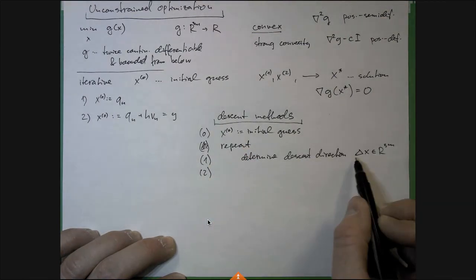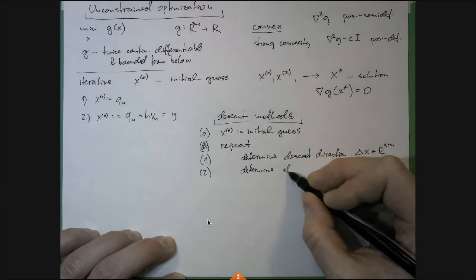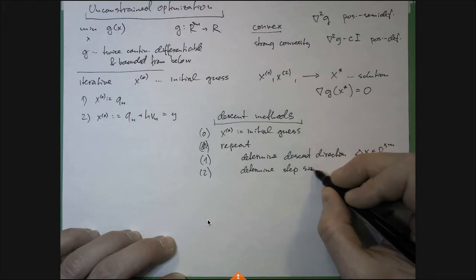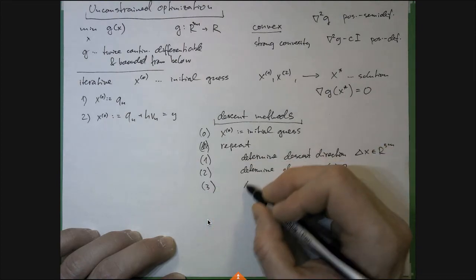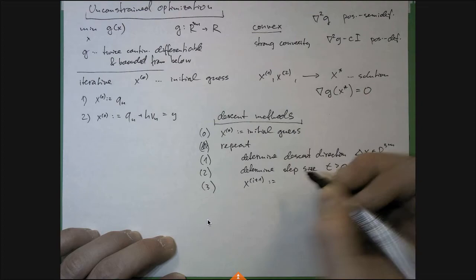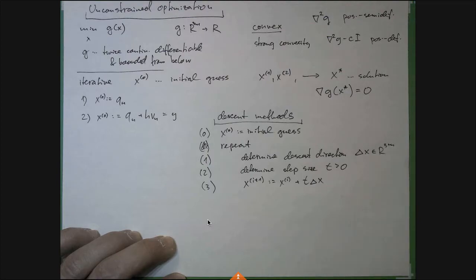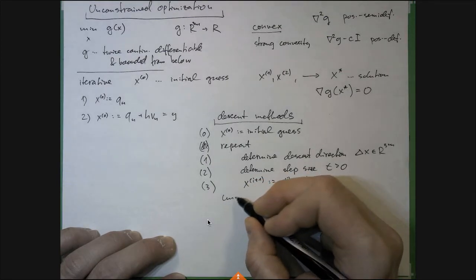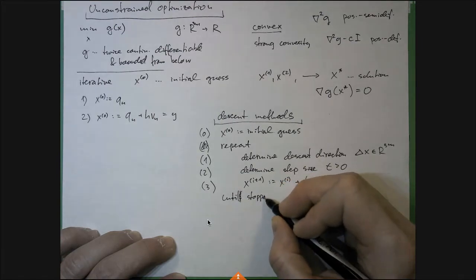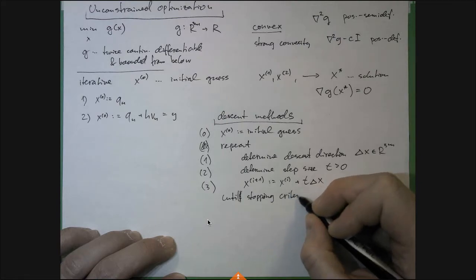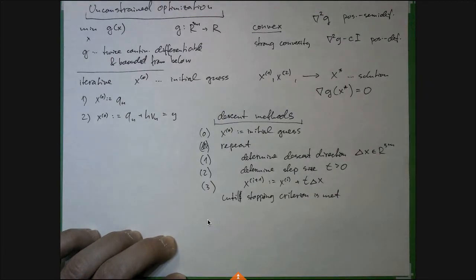So first we get the descent direction, then we determine a step size t greater than 0. And number 3, we update. So we compute the next iterate, i plus 1, and it's going to be the previous one plus t times delta x. Okay? And we are repeating it until the stopping criterion is met, is satisfied.